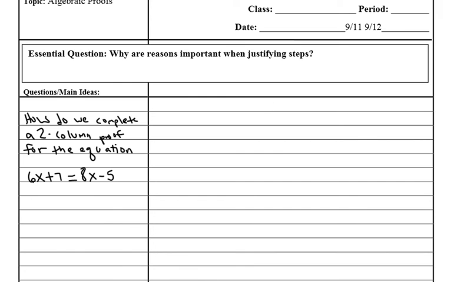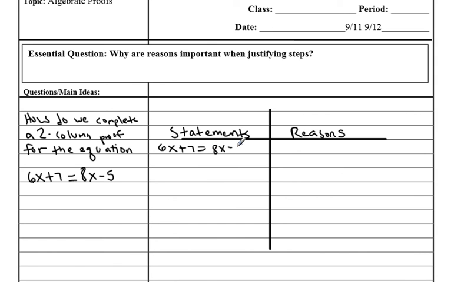Okay, so let's go ahead and create our two-column proof over here. Where we will put our statements here on the left-hand side and our reasons here on the right-hand side. And we want the equation 6x plus 7 equals 8x minus 5. And the reason that 6x plus 7 equals 8x minus 5 is that it was given to us. Your first reason will always be given.